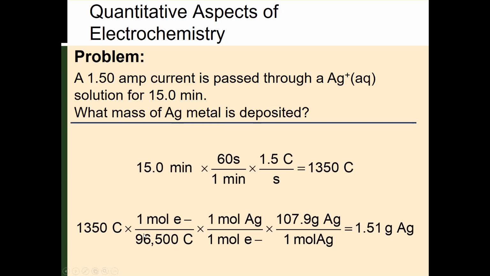Now, 1 mole of electrons is 96,500 coulombs. 1 mole of silver requires 1 mole of electrons. I know that because silver has a +1 charge. Ag plus plus e minus gives us Ag solid. If that number wasn't 1, for example, if I was doing copper 2 to copper 0, that would be 2 here, okay? And then multiply by the molar mass of silver, and I get 1.51. Yay, I can do stoichiometry again with this stuff.